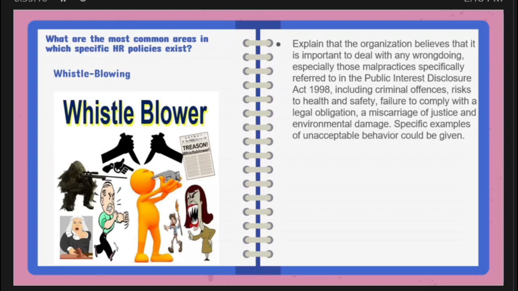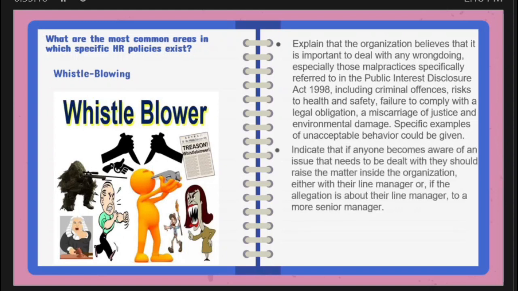A specific example of unacceptable behavior could be given. Indicate that if anyone becomes aware of an issue that needs to be dealt with, they should raise the matter inside the organization, either with their line manager or, if the allegation is about their line manager, with a more senior manager. State that employees will not be penalized for informing management about malpractice.